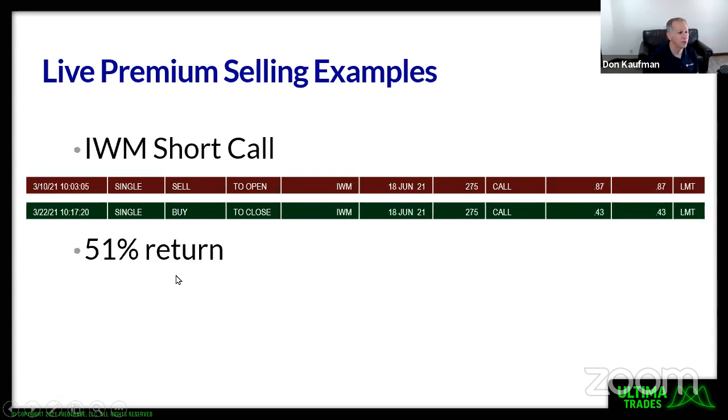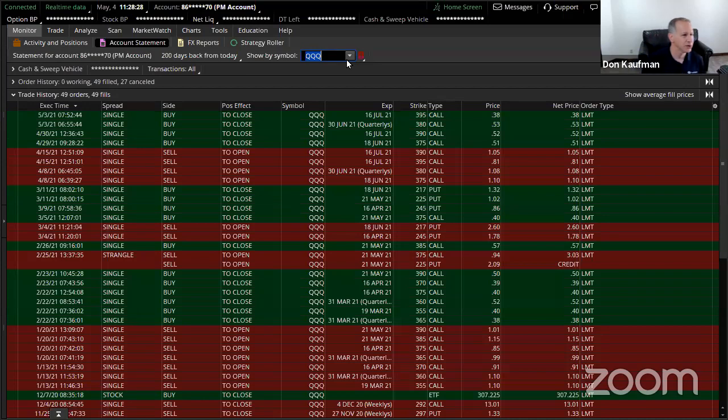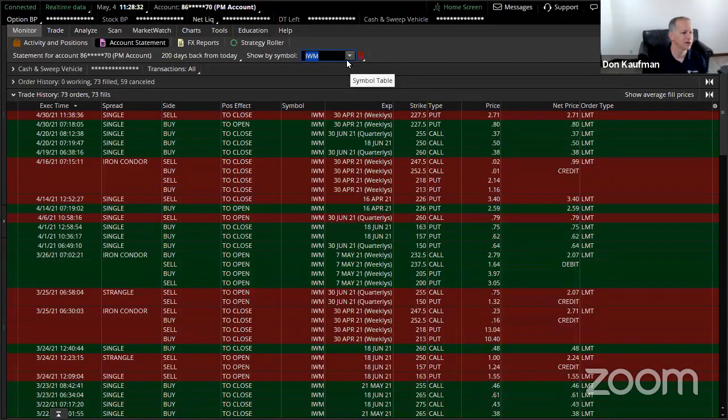IWM short call, 51% return. Sorry, 54% return on the 265s, then a 51% return on the 275s. Then I did a 50% return on the 265s. Okay, by the way, I didn't show you IWM. So here's all the order history off the QQQ. Let's go to IWM. What have I done on IWM?